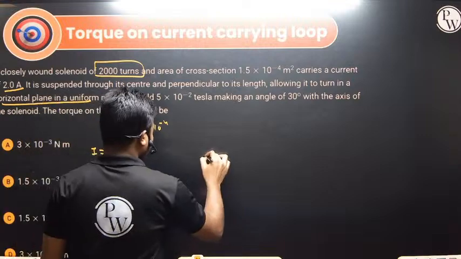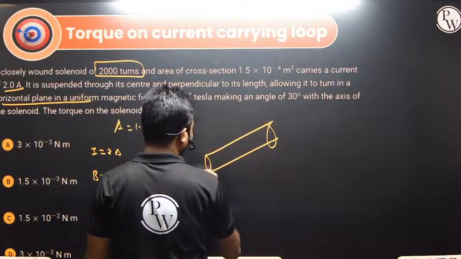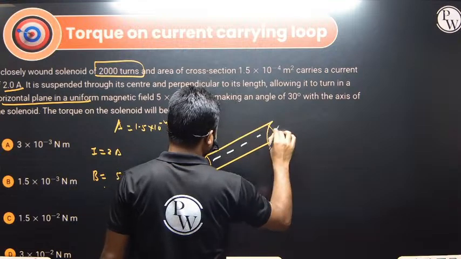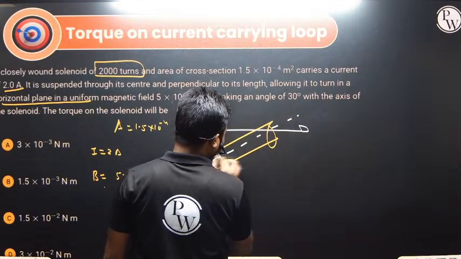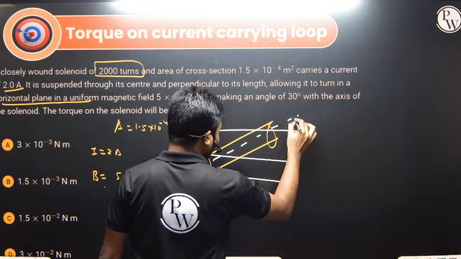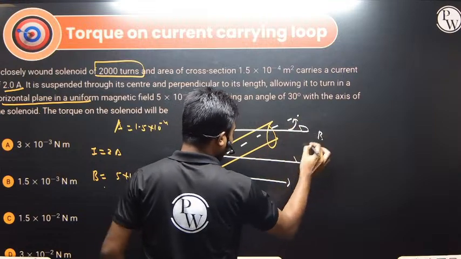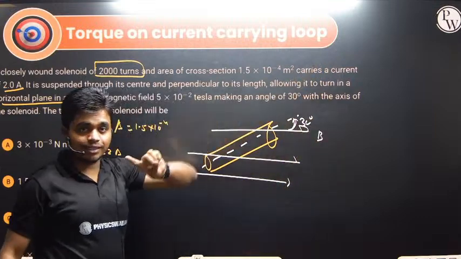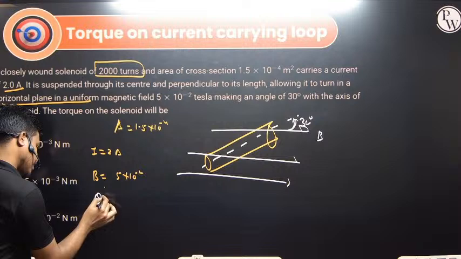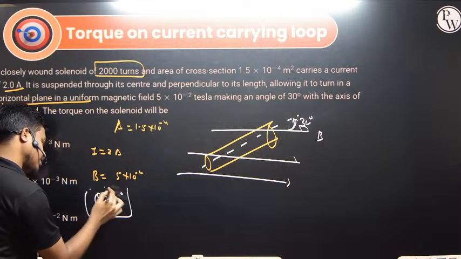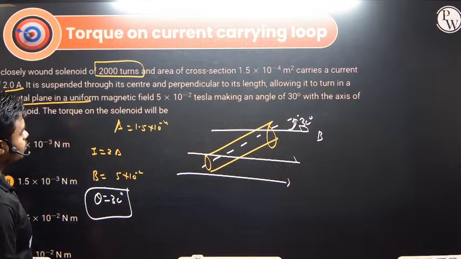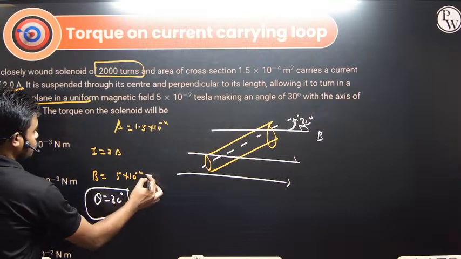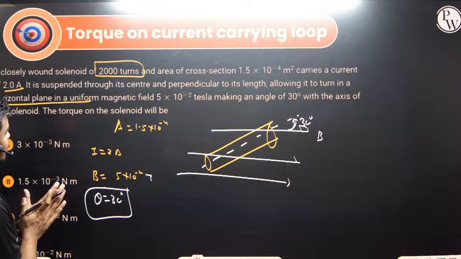Remember this. If you have the solenoid, the magnetic field exists. So this is the axis, and the magnetic field exists in this particular manner. And what is this particular angle, between this magnetic field and this solenoid? This angle is 30 degree. So theta equals 30 degree, right? Okay, theta is 30 degree. Next, allowing it to turn in a magnetic field of 5 into 10 to the power minus 2 Tesla, making an angle of 30 degree with the axis of the solenoid.